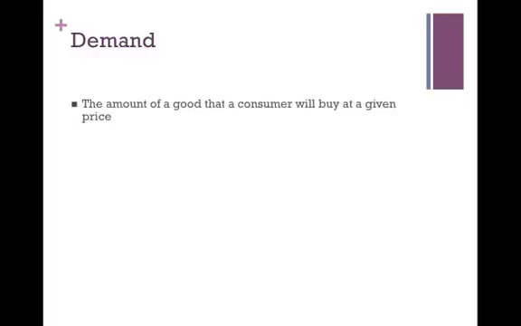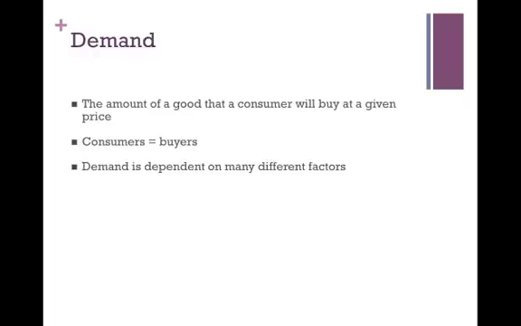So back to how price is set. There is something called demand. Demand is the amount of a good that a consumer will buy at a given price. Consumers, again, are the buyers of the product. Demand is dependent upon many, many factors.